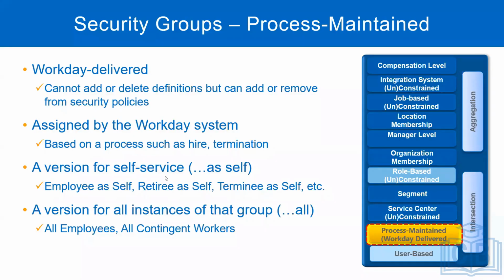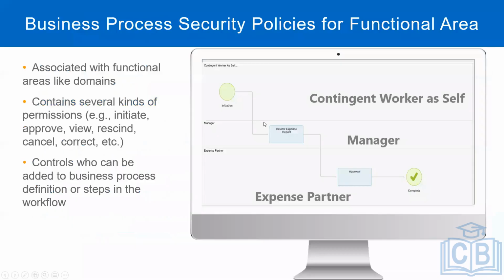What is the other type of security policy that we have? The business process security policy. The business process security policies are associated with functional areas, just like the domains. Because if you remember, when we talked about functional areas, we had domains as components of functional areas. One is business processes. Business processes are also associated with functional areas, just as your domains are, and the business processes are secured by the business process security policy.